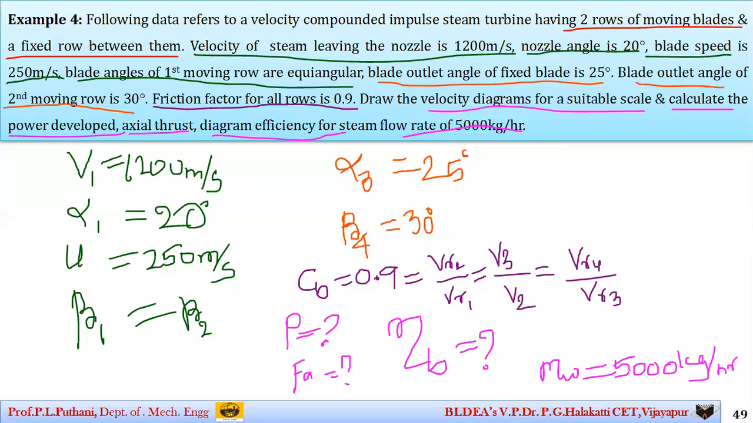With these conditions, you need to sketch the velocity triangles for the given problem and find out these parameters, that is power, axial thrust, blade efficiency for the given conditions.